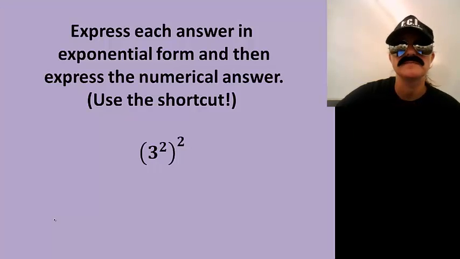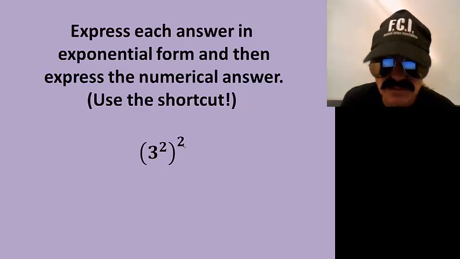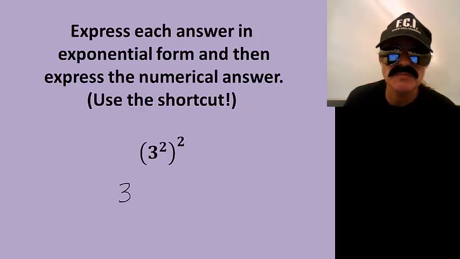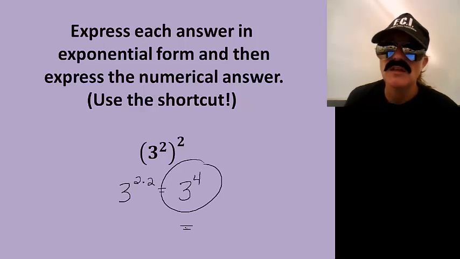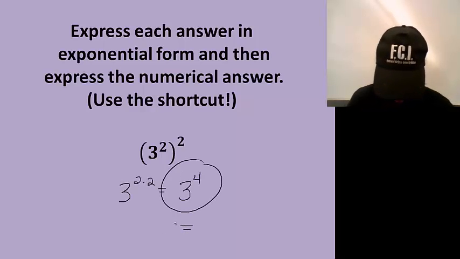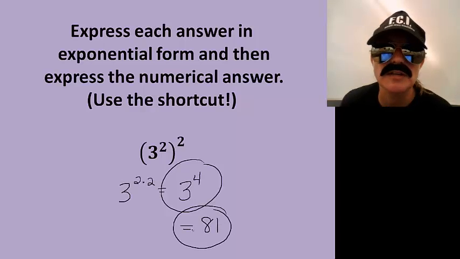Let's try it. All right, so you have 3 to the second, to the second. So you're going to keep the base, and then you are going to multiply the exponents, which is 2 times 2 is 4. There's your exponential answer. 3 to the 4th is 81. There's your numerical answer.